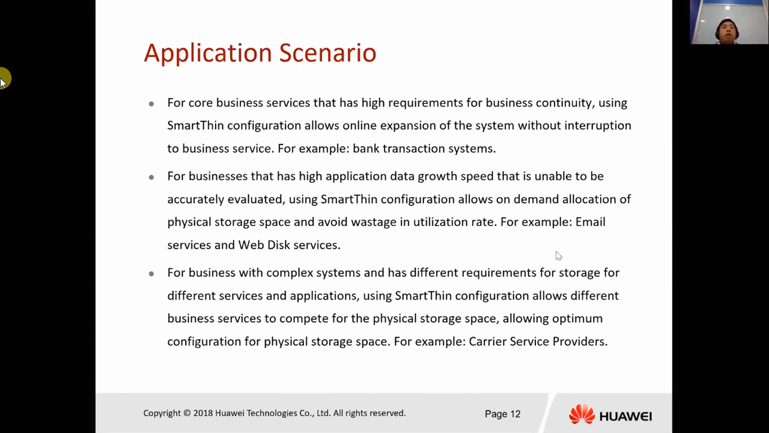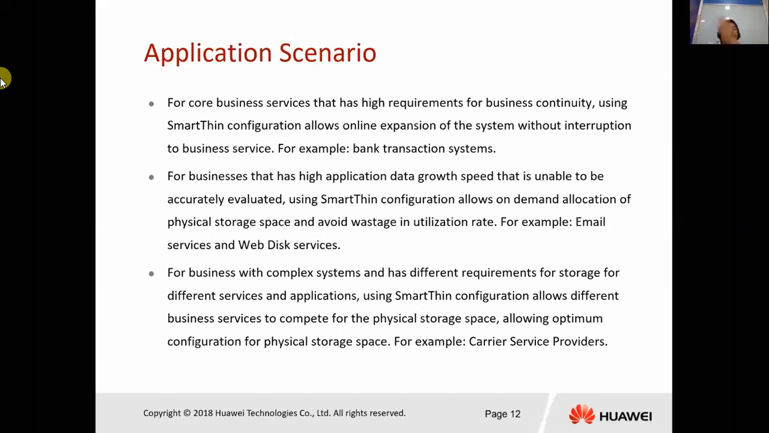Okay, the last application scenario will be for businesses with a complex system that has different storage requirements for different services and applications. So using Smart Thin configuration allows different business services to compete for the physical storage space. This allows optimum configuration of the physical storage space itself. For example, a carrier service provider: I have only this limited resource.